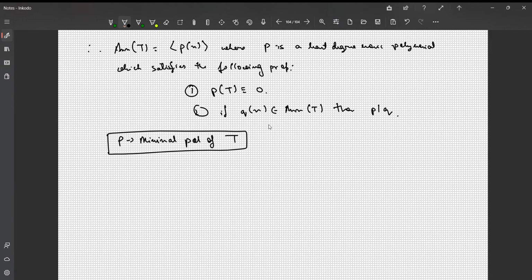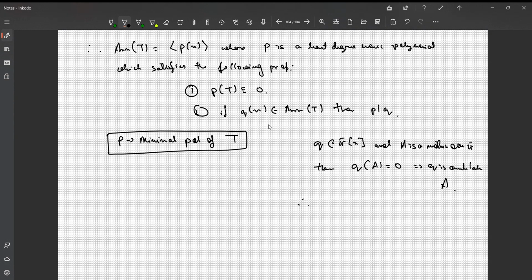Obviously, we can have such a definition for an equivalent matrix as well, right? Because in the case of a matrix, what's the annihilator of a matrix? If q is a polynomial from F[x] and A is a matrix over F, then q(A) = 0 implies q annihilates A. So it's an analogous definition. Therefore, you just consider all the polynomials which annihilate A, and they form an ideal.